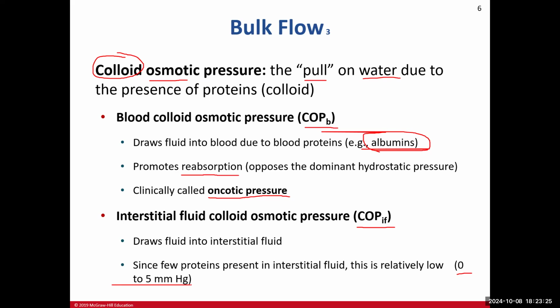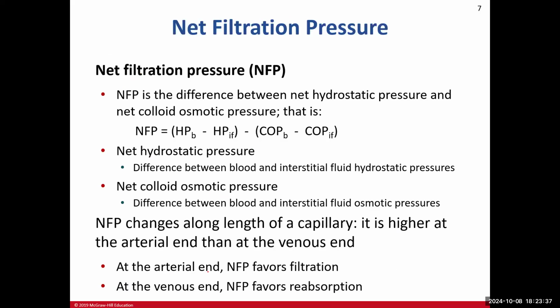In a normal individual, it should be between 0 to 5 millimeters of mercury. Again, very few proteins. And I want you to understand this, and I know I've mentioned this before: the composition of your blood plasma and the composition of the interstitial fluid are pretty much identical, except you have much more protein in your blood and hardly any, or very few, in the interstitial fluid. So the composition of blood plasma and interstitial fluid are virtually the same, except you're going to have a lot of proteins in the plasma and not so much in the interstitial fluid.